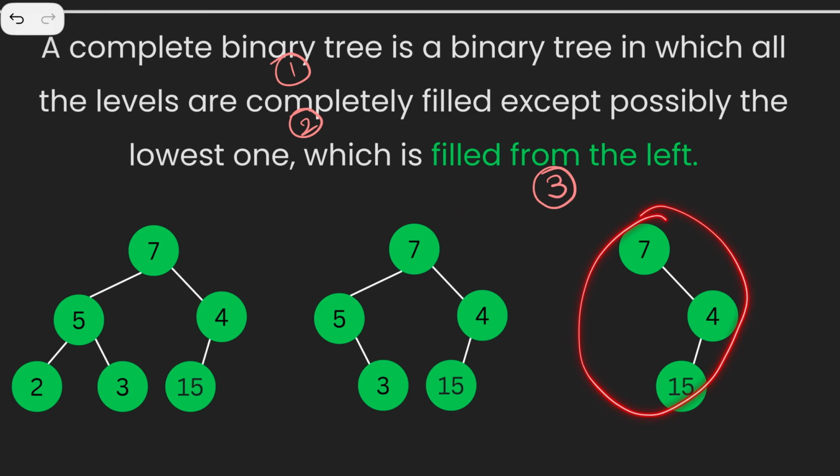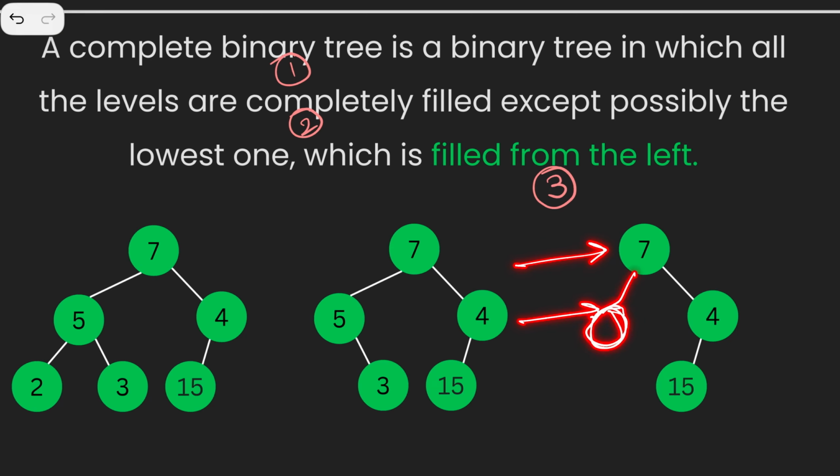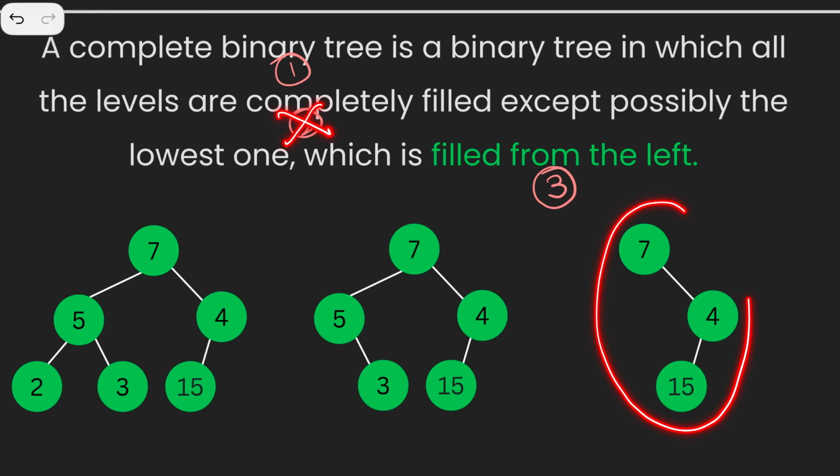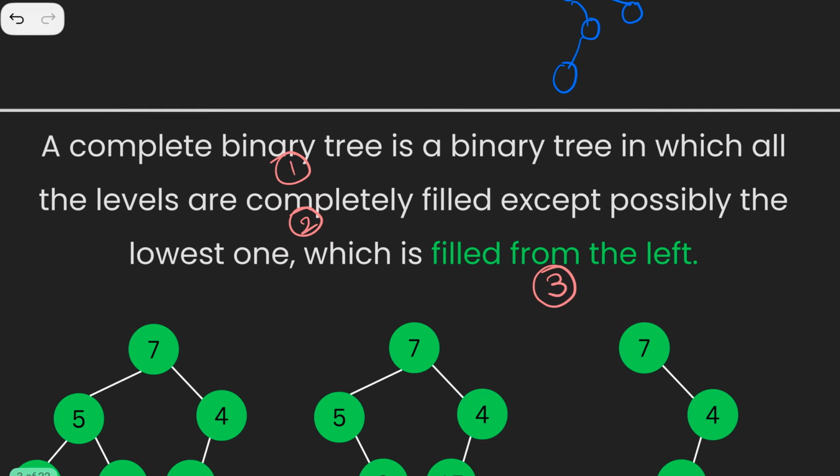Look at the final example. Is it a binary tree? Yes, it is a binary tree. Are all the levels completely filled? This level is filled. This level is not filled. Why? Because there is no left child to it. So the second condition is invalid. So the third tree is not a complete binary tree.